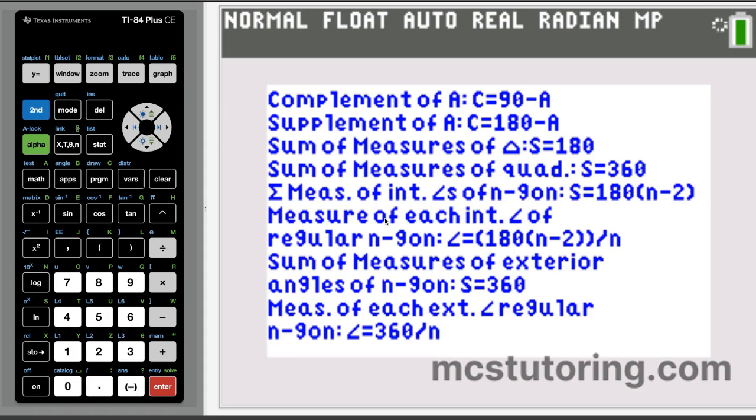Okay, so measure of each interior angle of a regular n-gon is 180 times n minus 2, all that divided by n. Sum of measures of exterior angles of an n-gon is 360 degrees. Measure of each exterior angle of a regular n-gon, meaning if you have, like, n equals 7 sides, it would be 360 divided by 7.